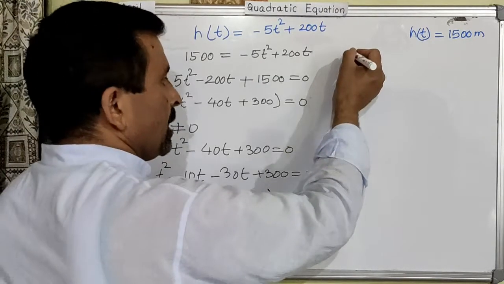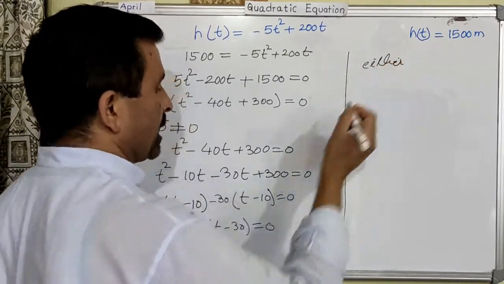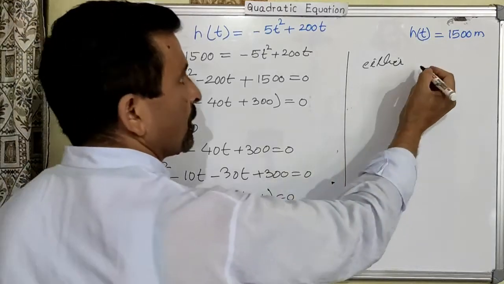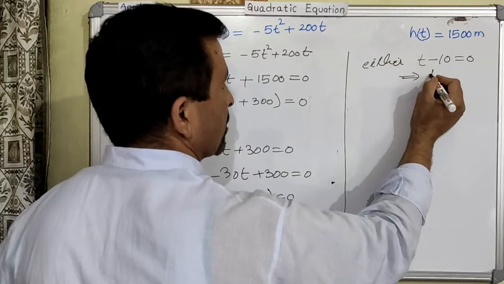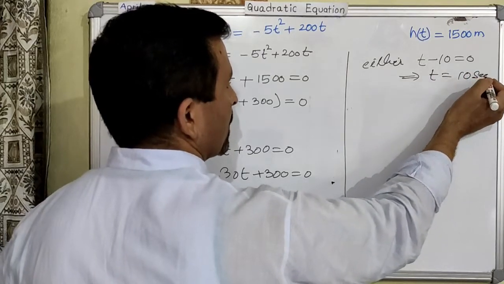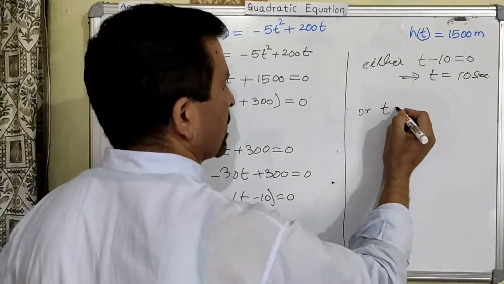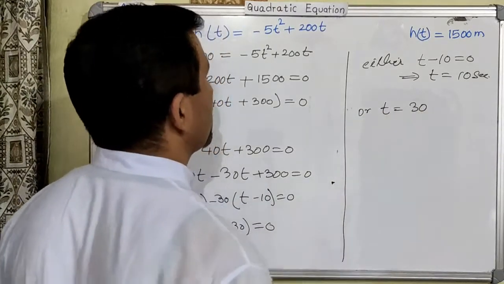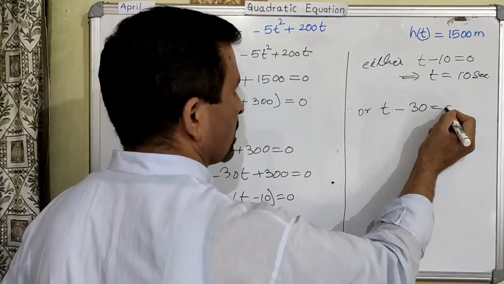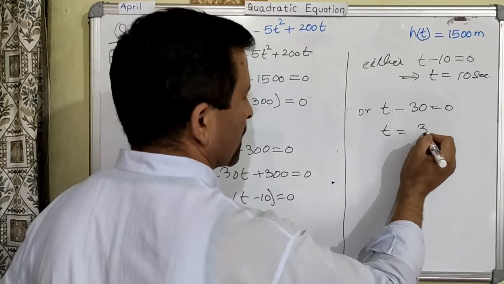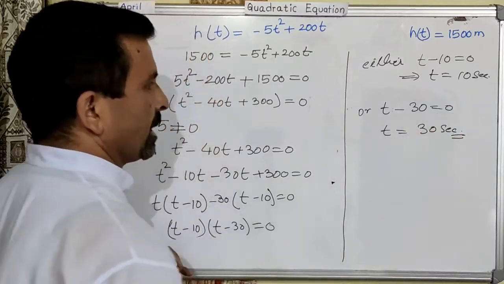Now either t minus 10 is equal to 0. This implies t is equal to 10 seconds. Clear? Or another value, t minus 30 is equal to 0. Is it okay? Therefore t is equal to 30 seconds. So the rocket can be at this height in 10 seconds or in 30 seconds.